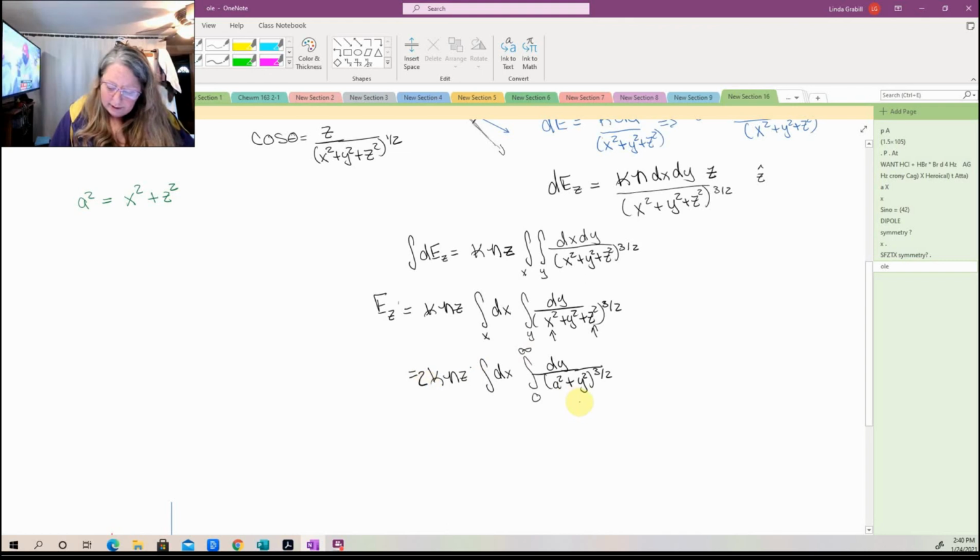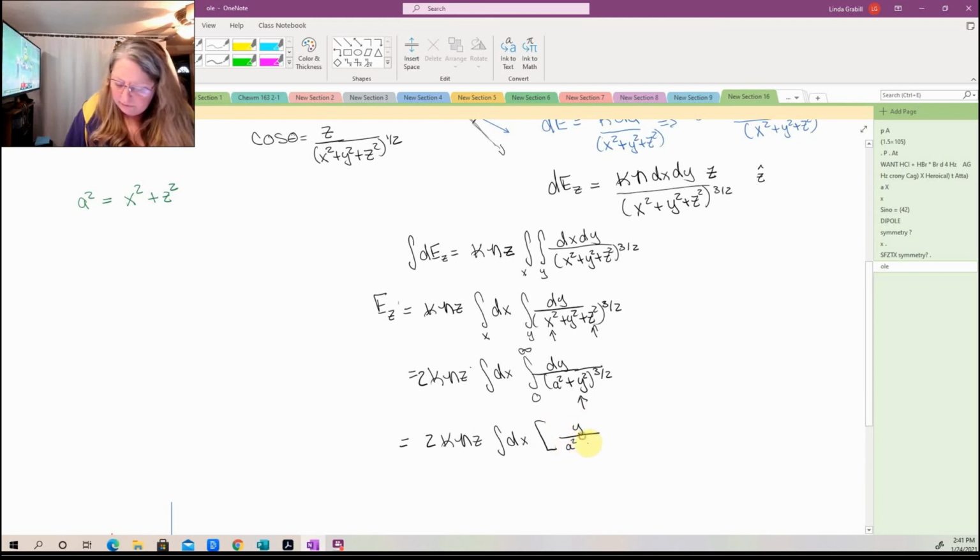And now we can integrate this thing. If you remember from the other video, what does that come out to? 2k eta z times the integral dx times, let's see, this integral is going to be, I'm going to get a y up top, and a squared pops out. I get a squared plus y squared, and the 3/2 becomes 1/2. And that's evaluated from 0 to infinity.